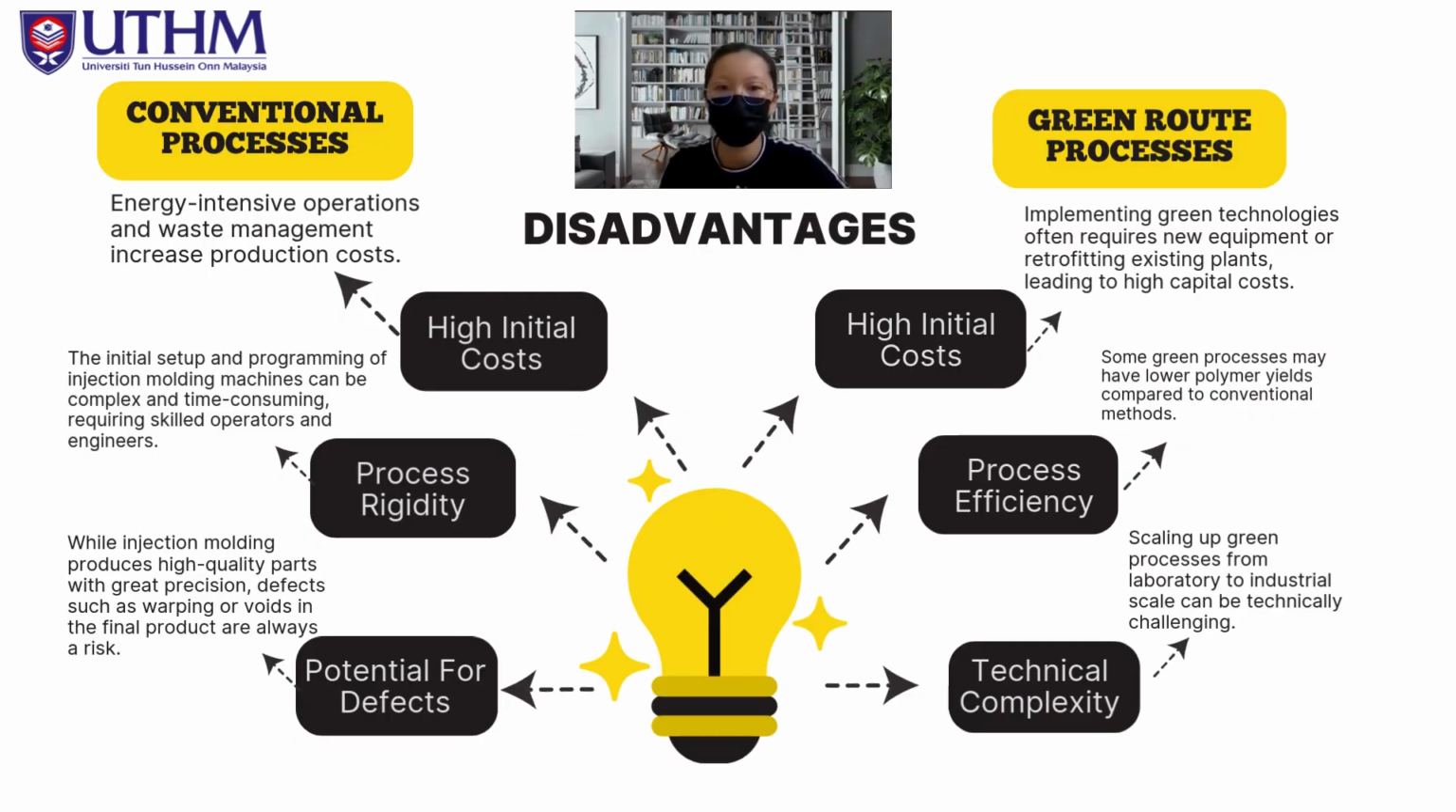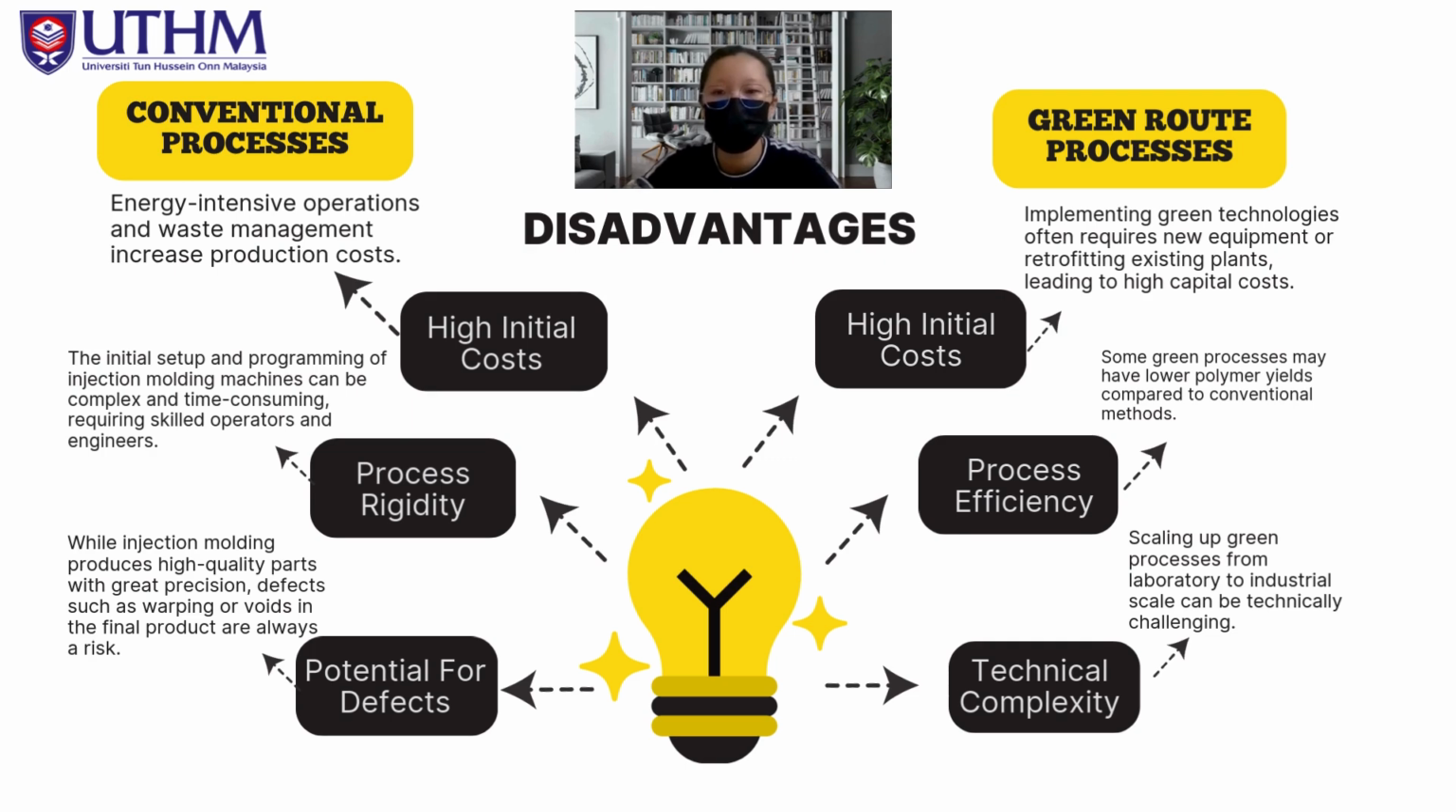Now I'm going to present about the disadvantages for conventional processes and green route processes. The first disadvantage for conventional processes is high initial cost. The energy-intensive operations and waste management increase the production cost. The second disadvantage is process rigidity. The initial setup and programming of injection molding machines can be complex and time-consuming, requiring skilled operators and engineers.